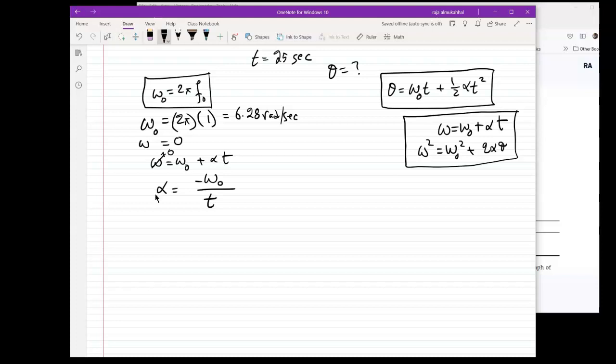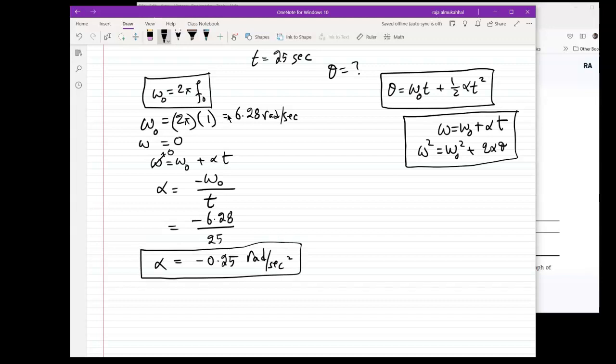It gives me that minus sign, and you want to keep that minus sign. So it's going to be minus omega naught, which is basically minus this number. So that's minus 6.28 divided by T. T here is 25. So this will give me the value of alpha, and that's equal to negative 0.25 radians per second squared. There we go. I have the angular acceleration.